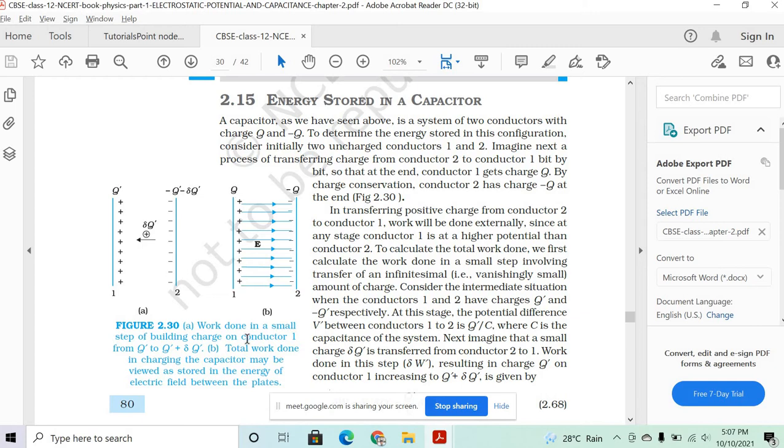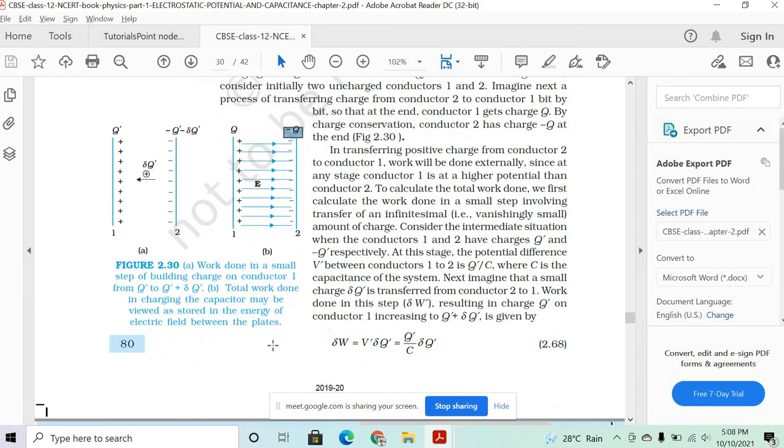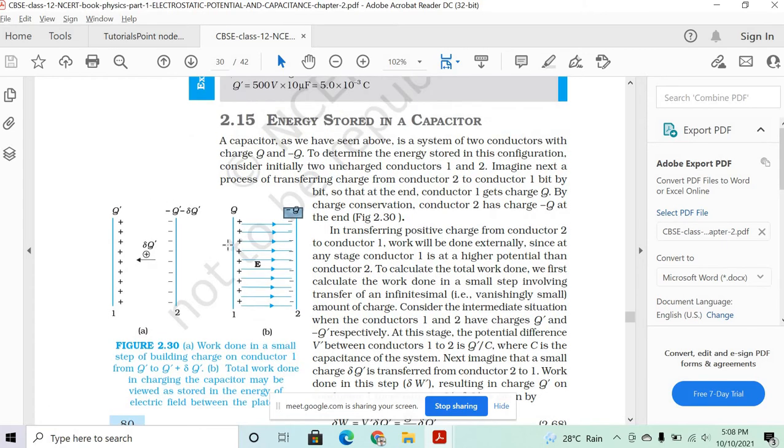Now in the second figure, what you see here is that the charge is getting transferred, delta q charge. Basically the charges are more here, and the positive charge is going from delta q dash to this part. So after a certain time, plate 1 has the charge q, and plate 2 has charge minus q. And the electric field is developed from the positive to the negative direction. Clear? Now, how to find the total energy stored in the capacitor? That is our goal.